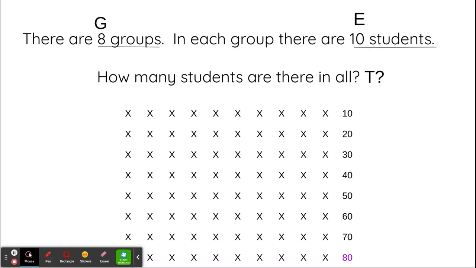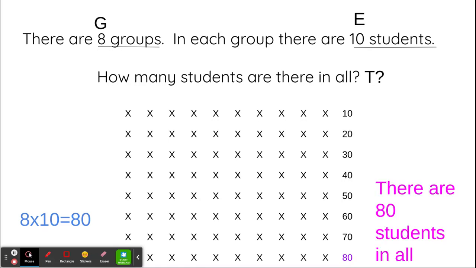Now we need to write a multiplication equation to represent the problem. 8 groups of 10 equals 80. 8 times 10 equals 80. Finally, you need to write a solution statement. There are 80 students in all.